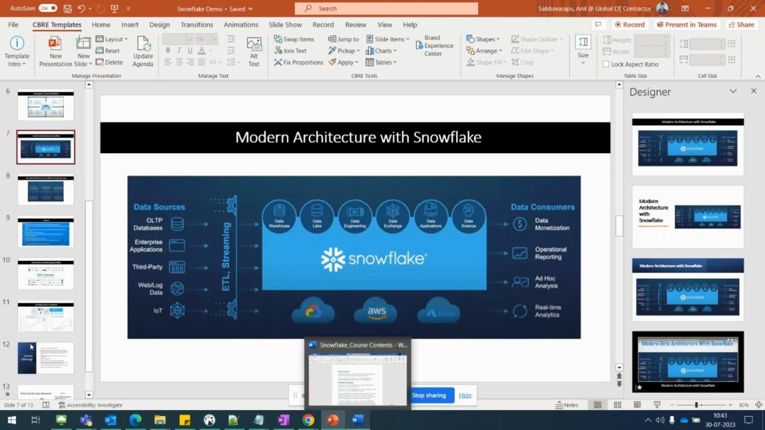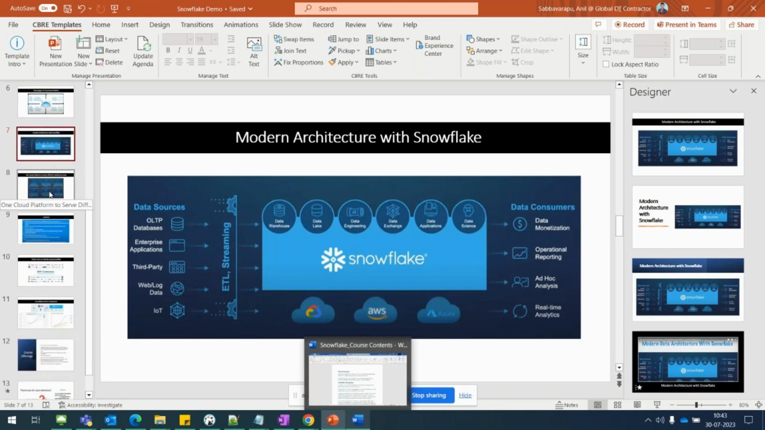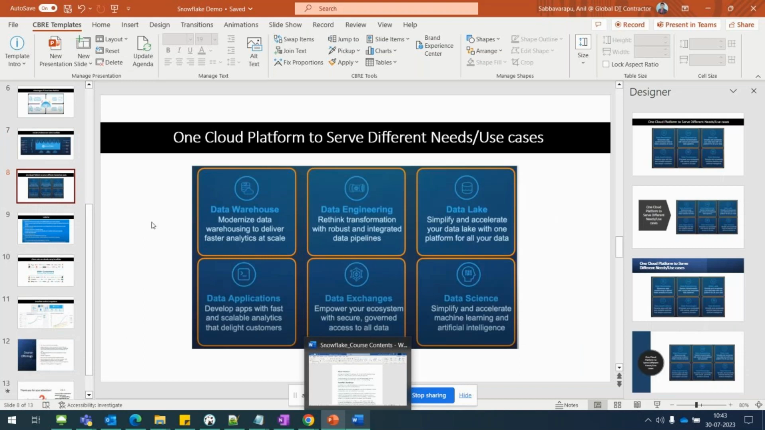And as I said, once the data is stored in Snowflake, it can be used for any purpose. It can be used for building your data warehouses, for data engineering purposes, and data lake, where you can get the data from various sources and dump it into Snowflake. It can act as a backend for front end applications. Suppose you built some app, and at the backend you could have Snowflake as a database.